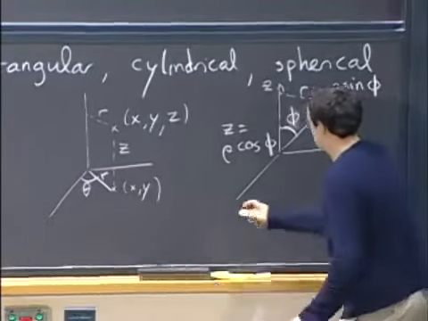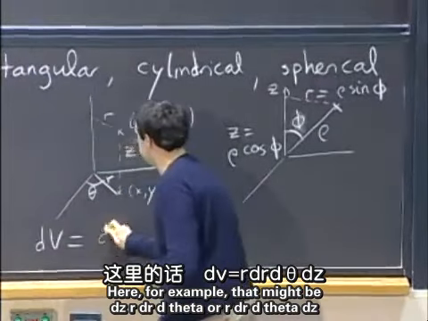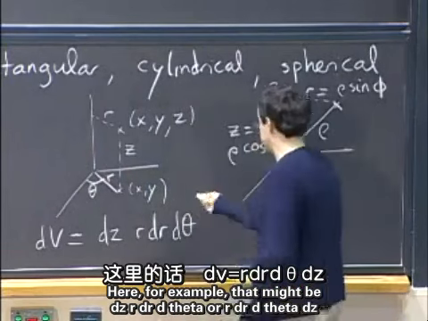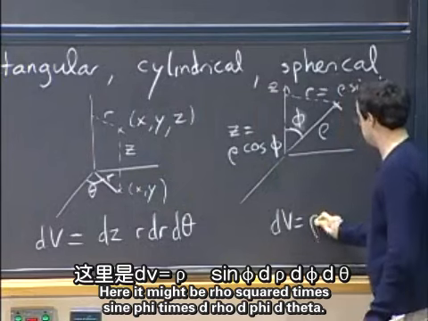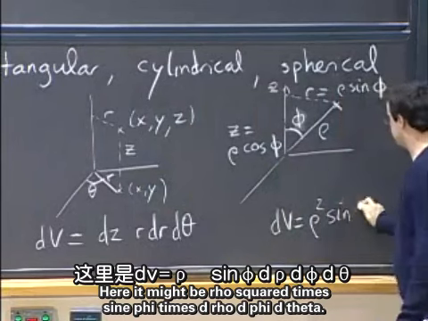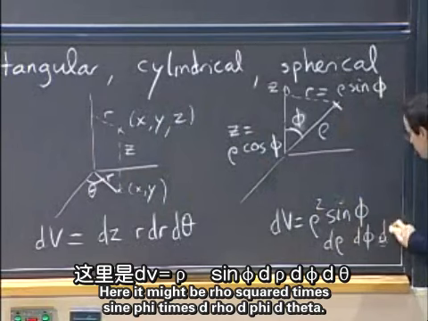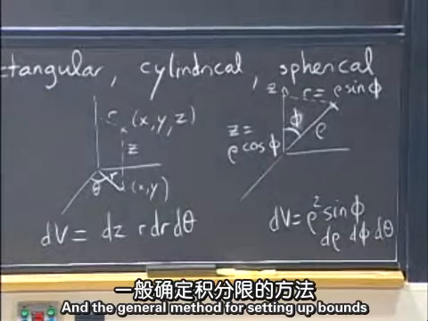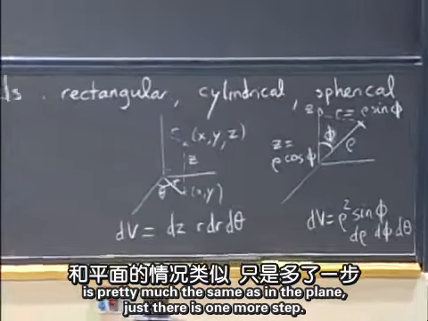Now, of course, we have to have formulas for dV in all these coordinate systems. So here, for example, that might be dz r dr d theta, or r dr d theta dz, or anything like that. Here, that might be rho squared sine phi times d rho d phi d theta. And the general method for setting up bounds is pretty much the same as in the plane. Just there's one more step.